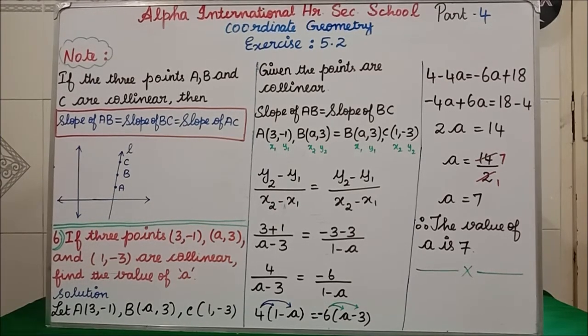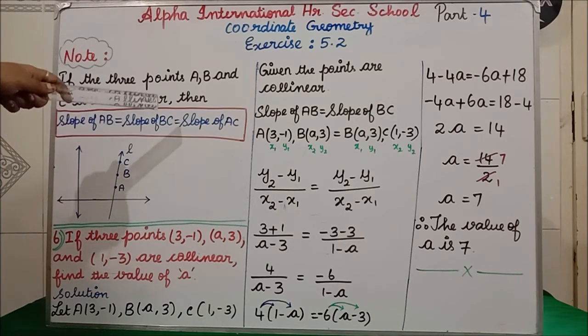In the previous exercise 5.1 itself, we have done collinear problems. There in collinear problems, we used the area of the triangle formula. We applied area of the triangle equal to 0. But here in collinear, we are using the slope of AB. Here we are finding the slope. Clear? Slope of AB equal to slope of BC is equal to slope of AC. Among the three, any two if you find it is enough.